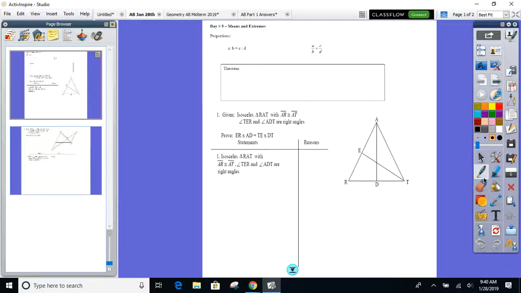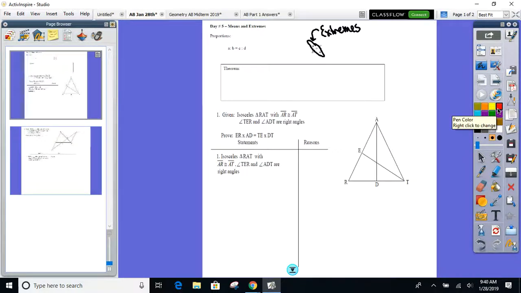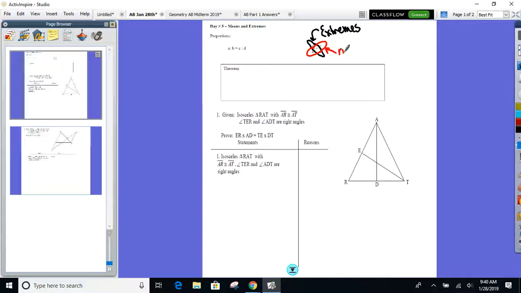All right, first thing. You guys may not realize this, but when you set up a proportion, there are actually different parts to it. Everyone see where A and D are? Whatever numbers you end up putting in for A and D, we refer to those now as the extremes of your proportion. And the other 2, B and C, we're going to start referring to as the means.